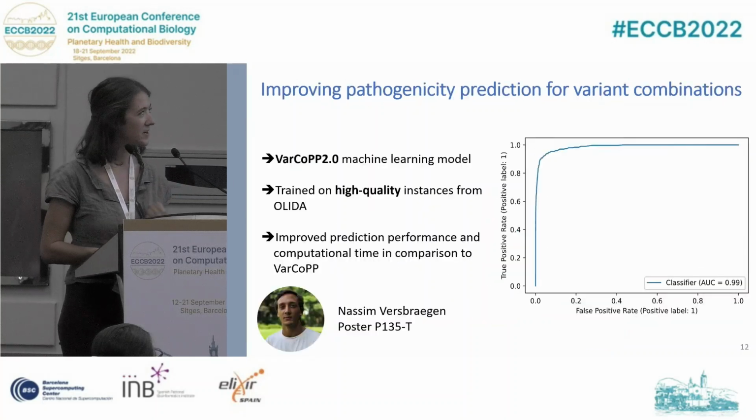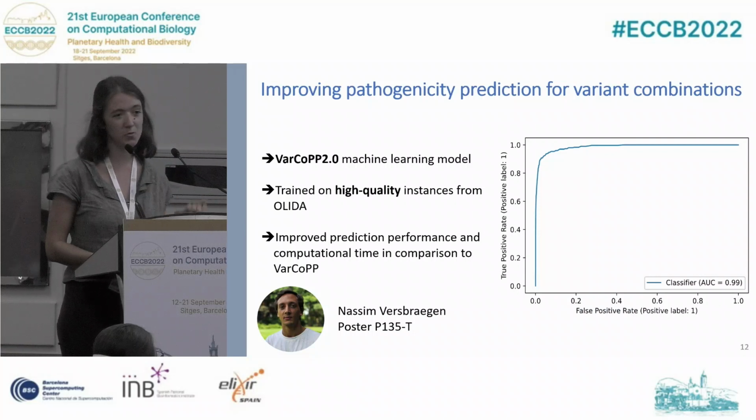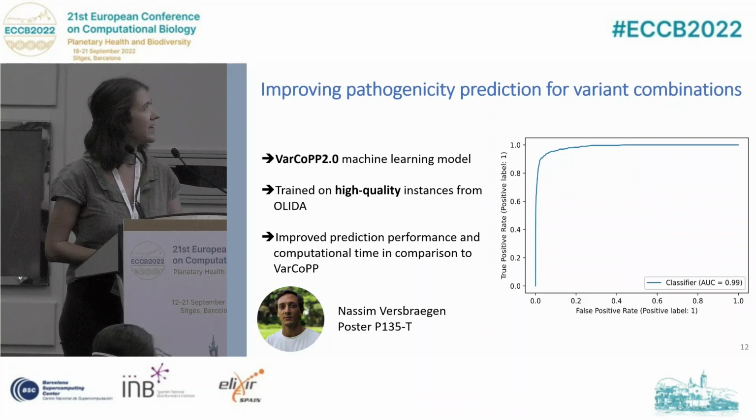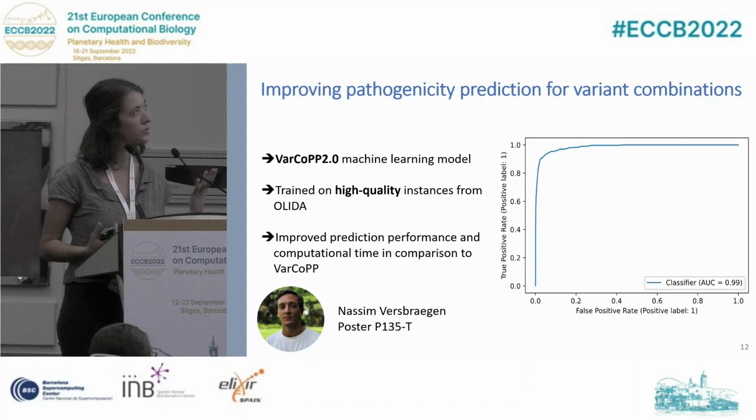The second application I wanted to talk about was the development of a new variant combination pathogenicity predictor, VARCOP 2.0. This one is presented at a poster session tonight by my other colleague Nassim. Using only high-quality instances of OLIDA allowed us to really improve the performance of the predictor compared to the first version that was developed based on DIDA, and also to reduce the computational time a lot, which will allow us to move towards oligogenicity prediction in whole exomes.